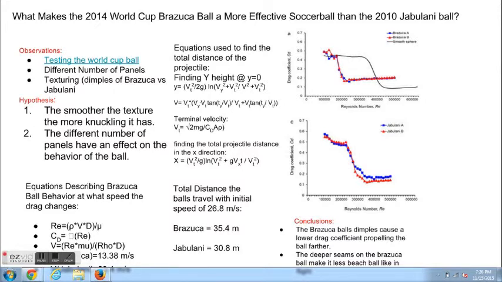The 2014 Brazuca World Cup ball is designed to address these problems. The new ball is designed to be rougher and with fewer panels to make the ball more accurate and travel further.